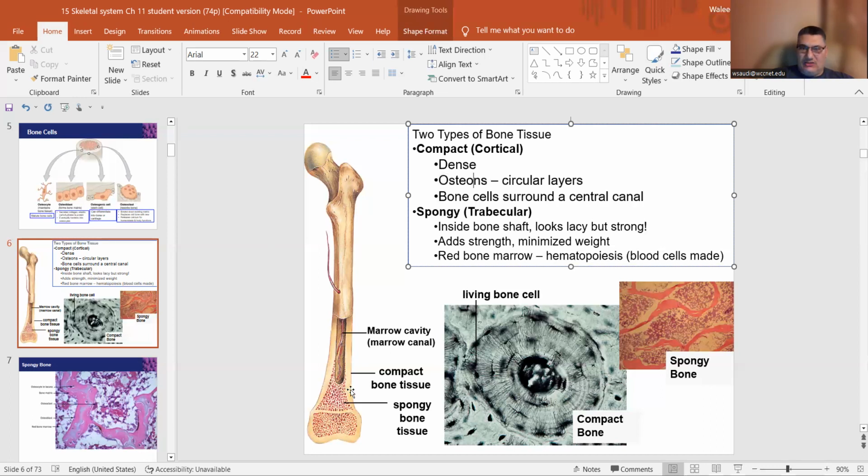And this is the inside. Compact bone is outside. The other thing that I want you to know is where we always hear about the bone marrow. Well, this is where we make red blood cells in general. We make it in the bone marrow. Where is the bone marrow? Here in the spongy bone, not outside, in the spongy bone.